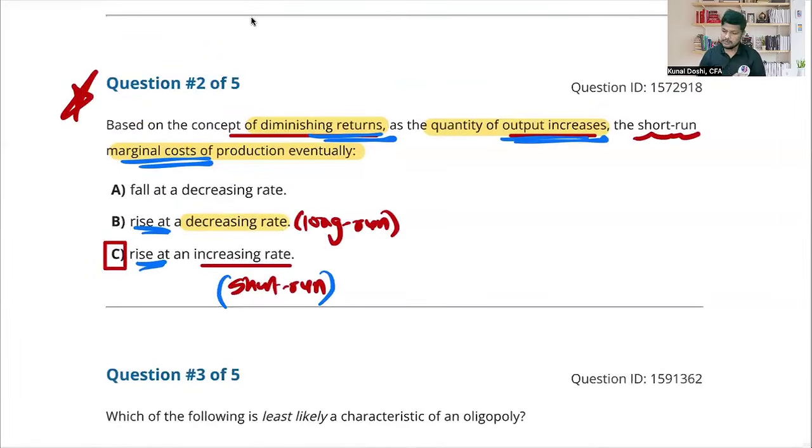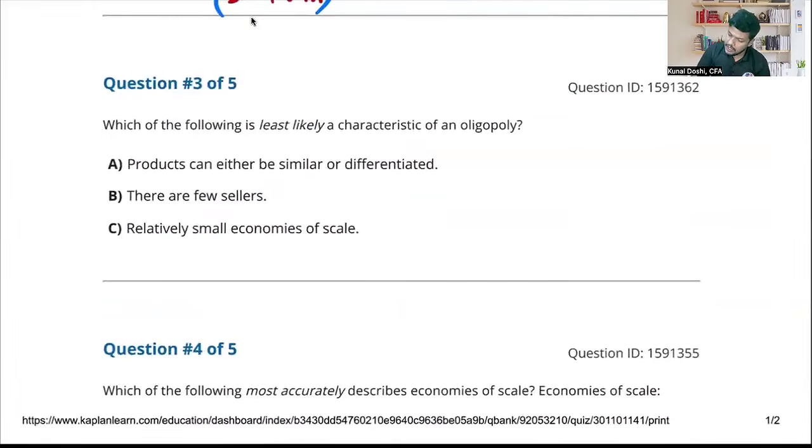Okay. Next, which of the following is least likely a characteristic of oligopoly? Very easy, everyone. Products can either be similar or differentiated. Yes, no problem. There are few sellers. Yes. Relatively small economies of scale? Economies of scale is high. The first two are not the answer, so definitely it's the third one, right? Which of the following most accurately describes economies of scale?